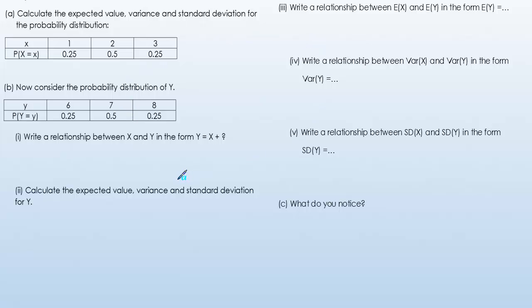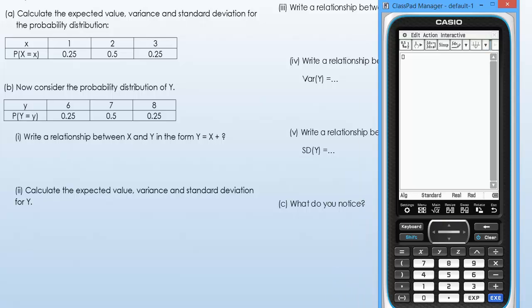This is the first of a few examples that look at linear transformations of discrete random variables. We want to calculate the expected value, variance and standard deviation for the probability distribution shown here. So, expected value, we know that's going to be 1 multiplied by 0.25, add 2 multiplied by 0.5, add 3 multiplied by 0.25.